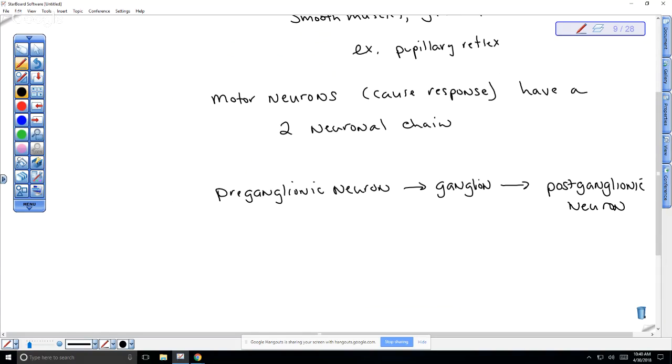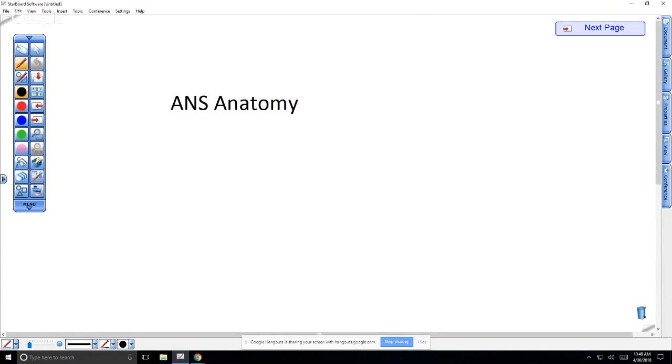So this is very different. And so we can also talk about where the ganglia are located. And I showed you that in the case of the sympathetic division, the ganglia are actually right close to the spinal cord. But in the case of the parasympathetic division, the ganglia are right close to the organs that they innervate. Okay, so we're going to talk first about the parasympathetic division.